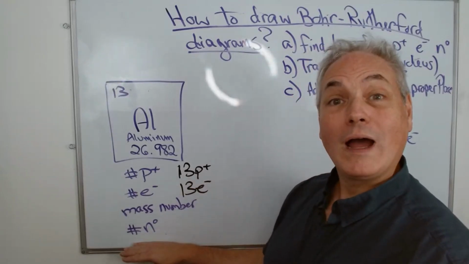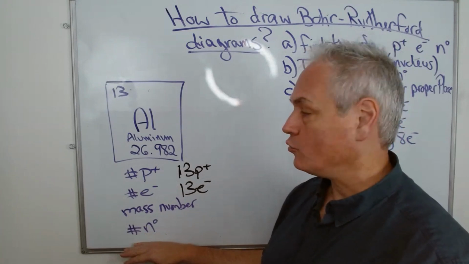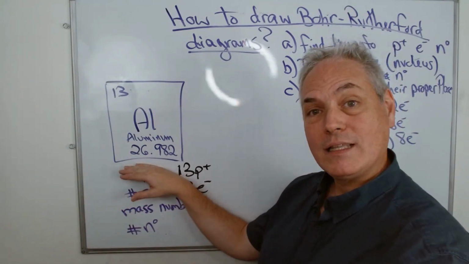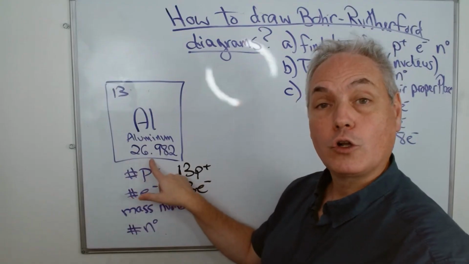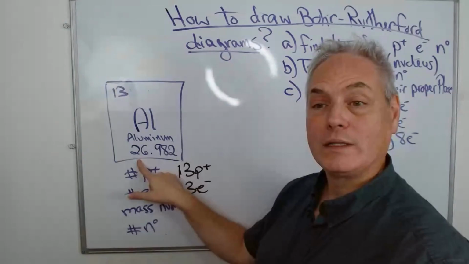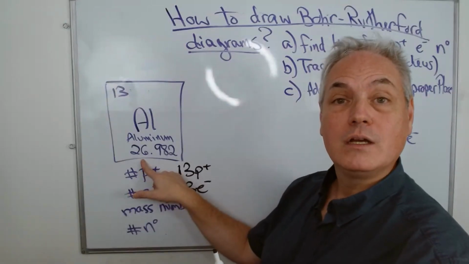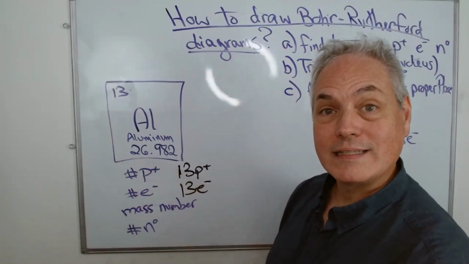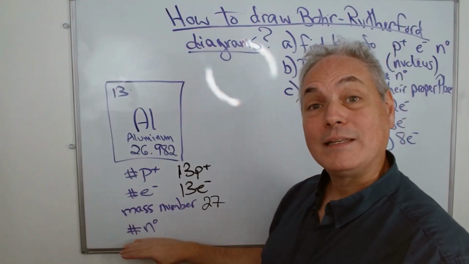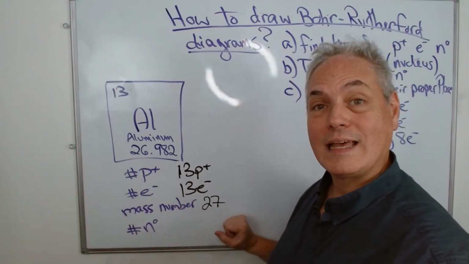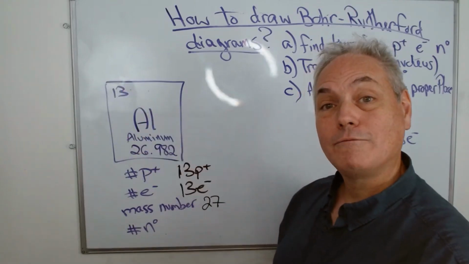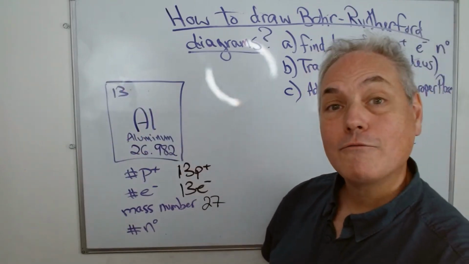The next one, I want to know how many neutrons we have. So in order to do this, I need to look at the atomic mass, and I need to round this number to the nearest whole number. So since I have 26.982, to round this number, I have 27. In order to find how many neutrons I have, I will take 27 minus the atomic number. That gives us 14.